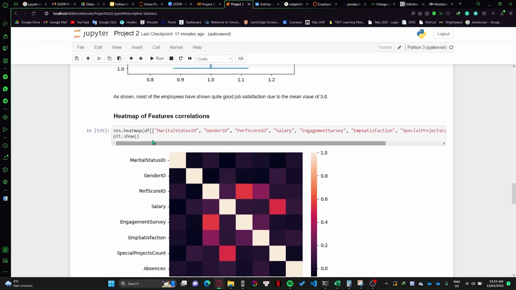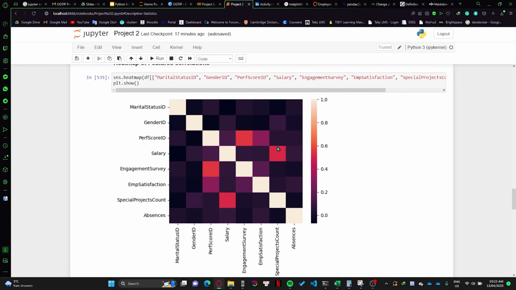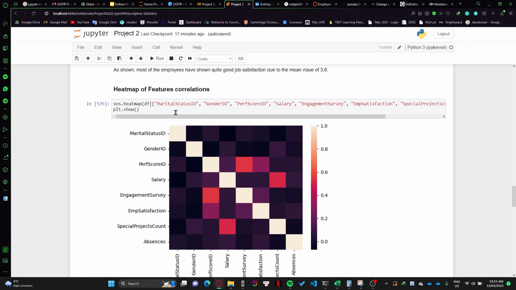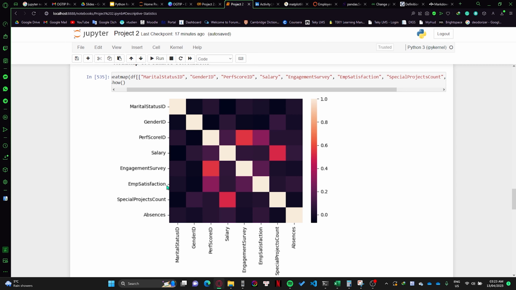Okay, so next let's look at the heat map of some of the features. This heat map is created through the Seaborn library, like I said before, and I'm comparing the marital status, gender, the performance score, the salary, the engagement, the satisfaction, the number of special projects that the employee has done, and their number of days absent.